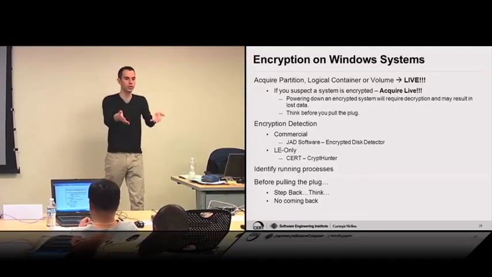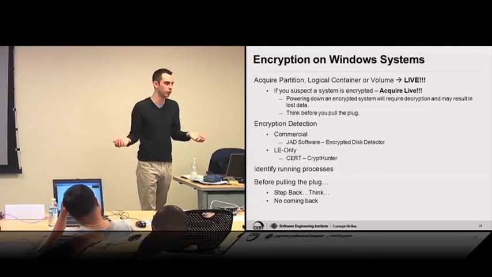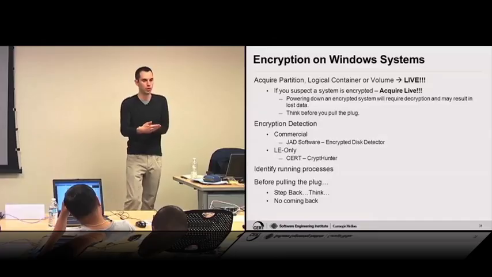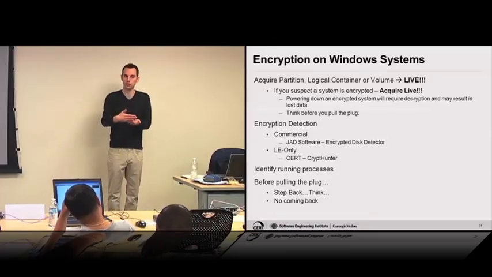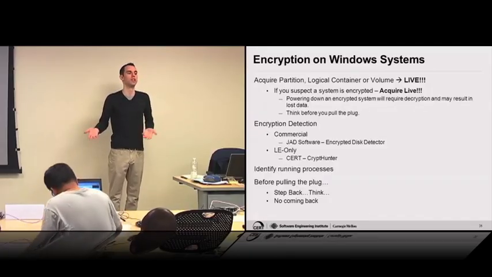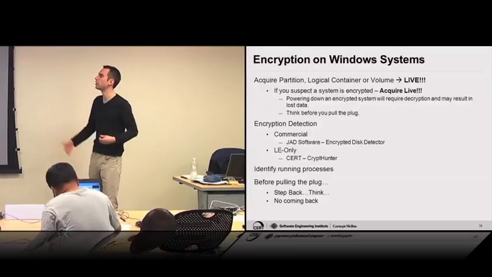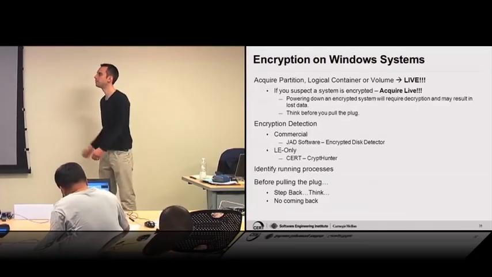So in most cases, when you're doing dead box imaging, you're always going to get the physical disk image, right? But when you're dealing with a live system and encryption, you want to get a volume-based image, right? You can get a physical image too, but make sure you get the volume-based image, because that's going to contain the decrypted contents.